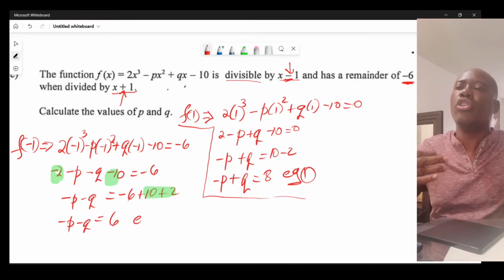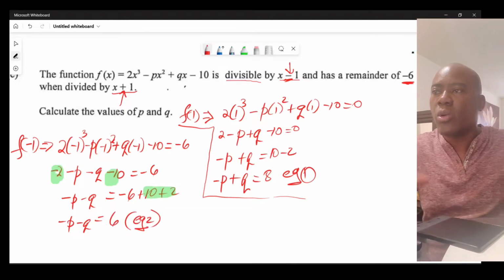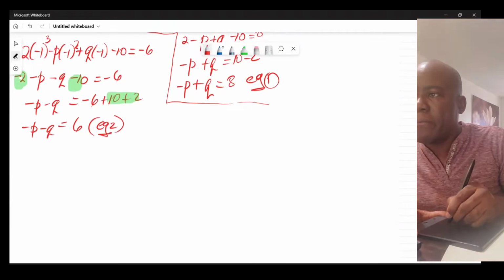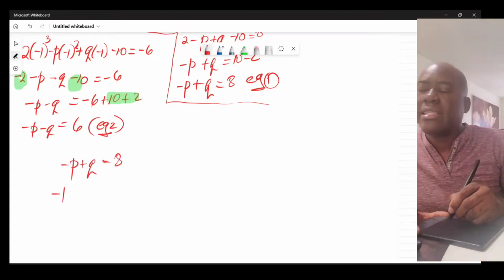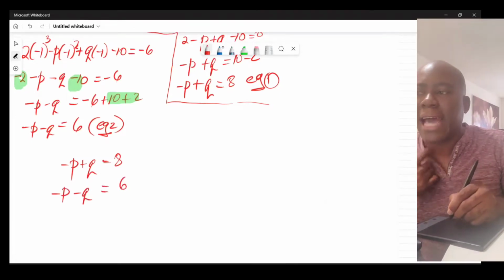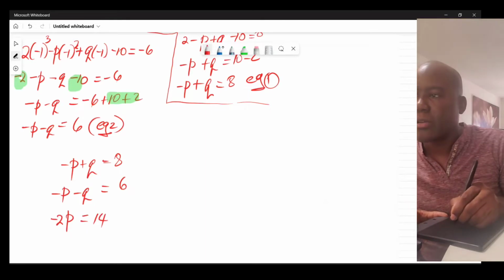So let us now utilize these ideas to find values for p and values for q. We have 2 equations, so we're going to solve them simultaneously. So we have minus p plus q is equal to 8, but minus p minus q is equal to 6. I'm going to just be adding everything here. So if I add these, I'll get negative 2p. When you add the negative q and the positive q, that's a 0, and I get 14 there. Dividing both sides by negative 2, p is equal to negative 7.